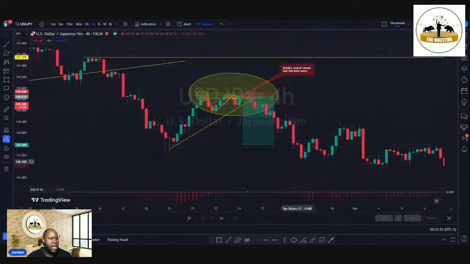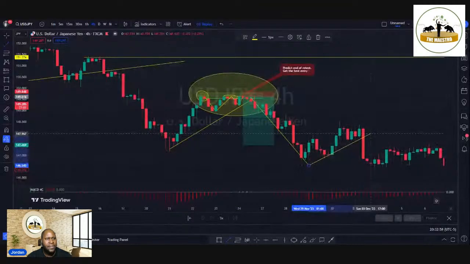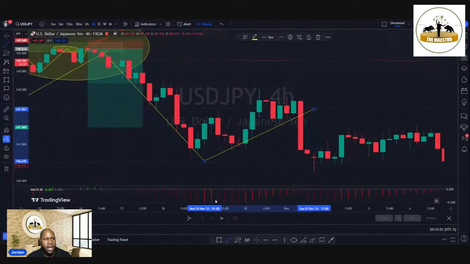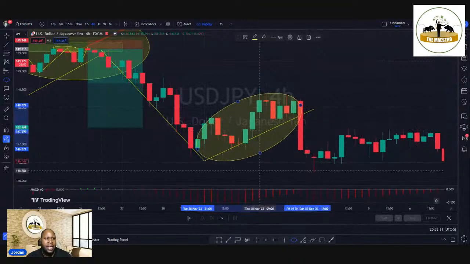Okay, so we get a continuation. Again, we get a continuation down here. And then what happens after that? We have a retest forming, guys. So as this retest is forming, I want to do the same exact thing that I did. Same exact thing, no different.